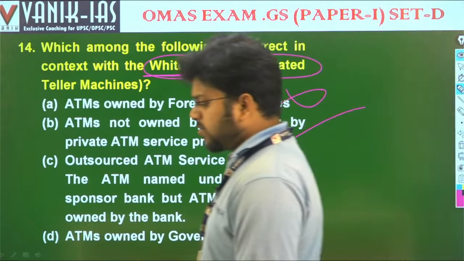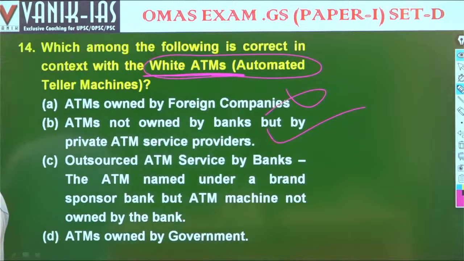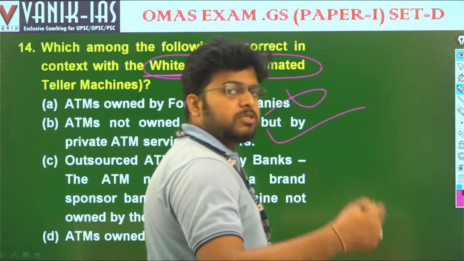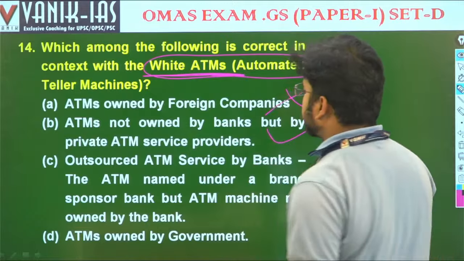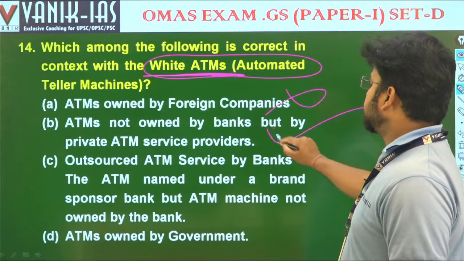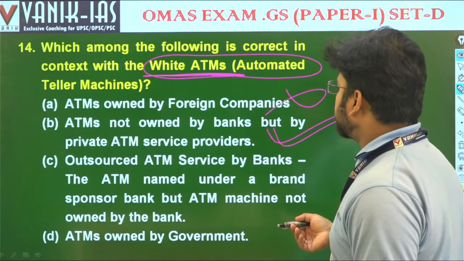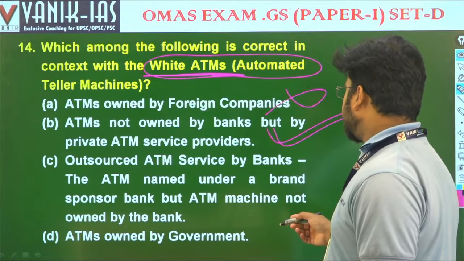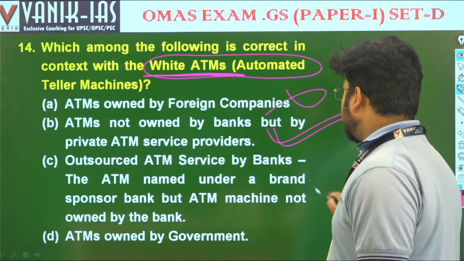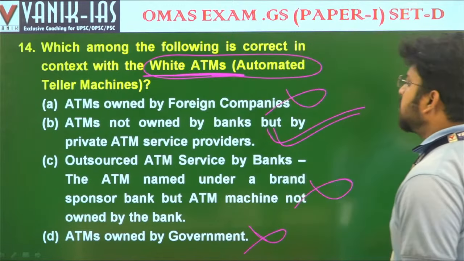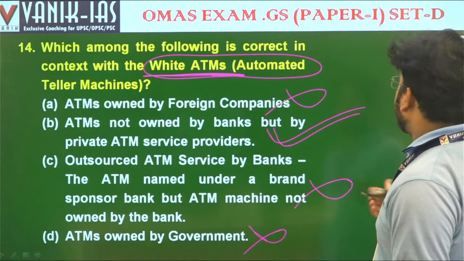White ATM means where ATMs are not owned by banks but by some third party ATM providers, bought by private ATM service providers. Yes, that is the definition. Outsource ATM service by banks, ATM's name or brand sponsor bank, ATM machine is owned by the bank, not owned by the bank. So this is wrong. And ATMs are owned by the government. No, government never owns such type of ATMs. B is the right answer. Directly, it is white ATMs.